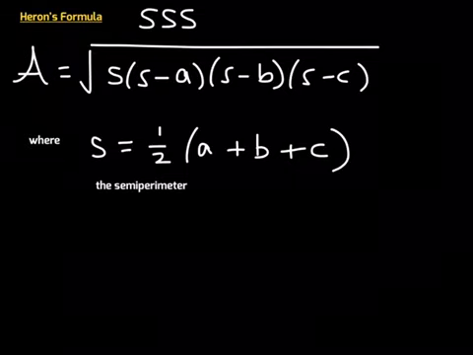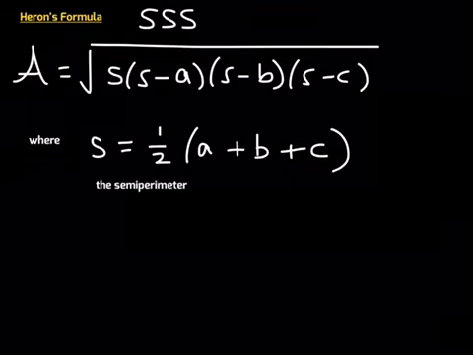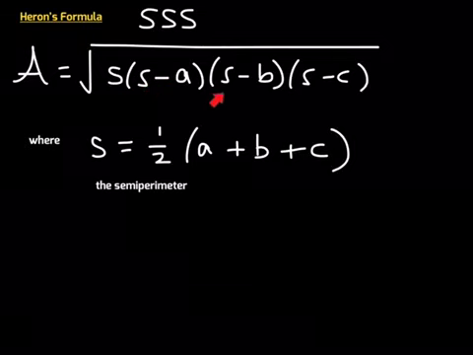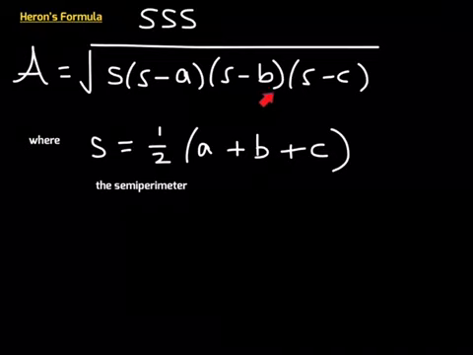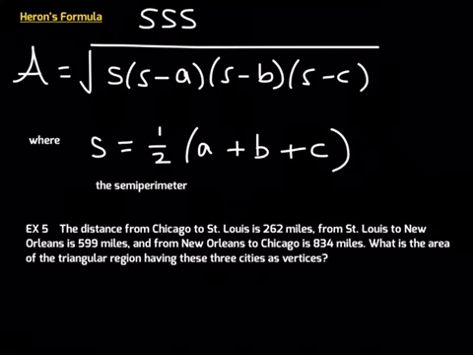Okay, so basically, according to Heron's formula, the area of a triangle is the square root of the product of 4 factors: the semiperimeter, the semiperimeter minus the first side, the semiperimeter minus the second side, and the semiperimeter minus the third side. Here's the last example from this section. The distance from Chicago to St. Louis is 262 miles. From St. Louis to New Orleans is 599 miles. And from New Orleans to Chicago is 834 miles. What is the area of the triangular region having these 3 cities as vertices?